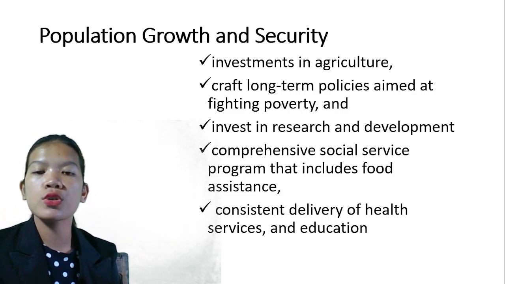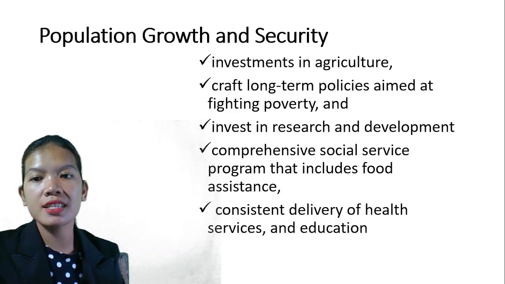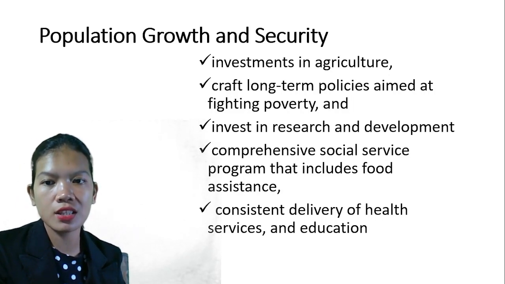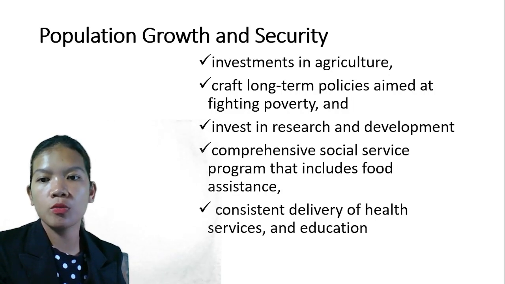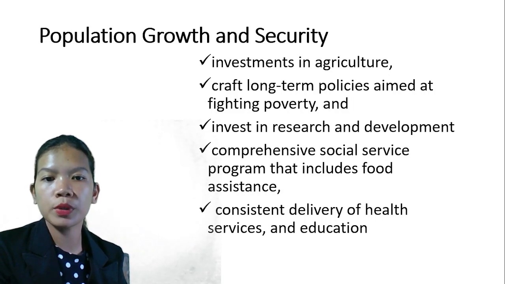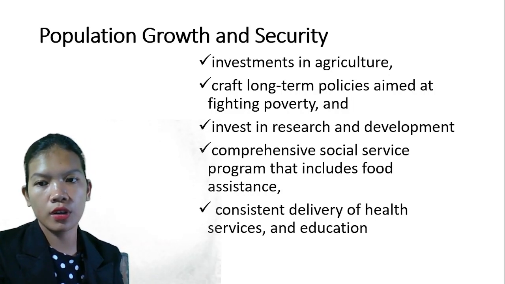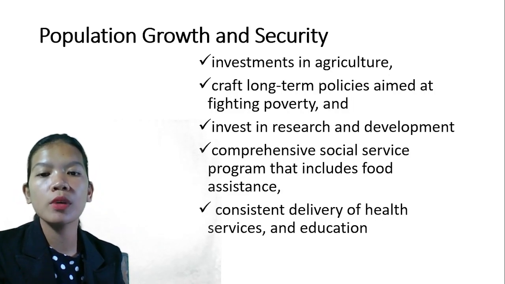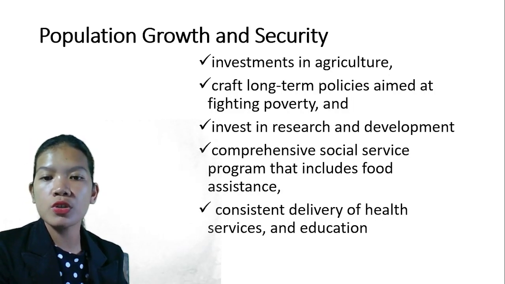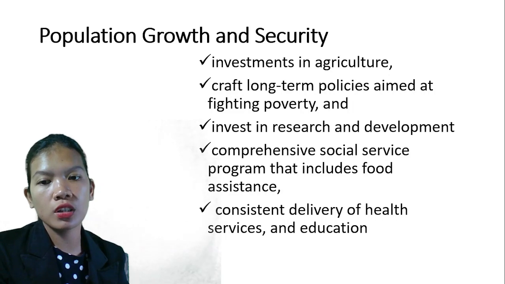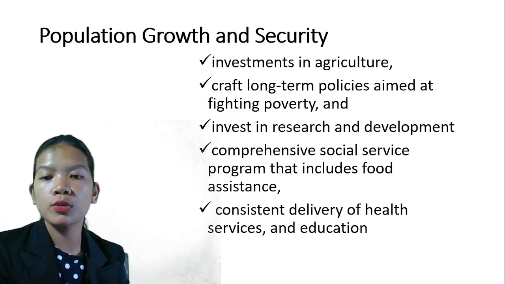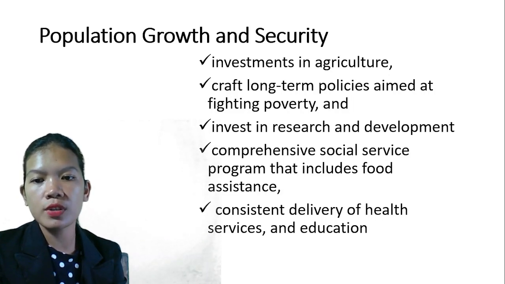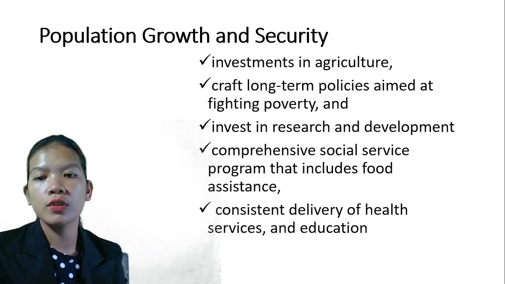The United Nations body also suggests that countries must develop a comprehensive social service program that includes food assistance, consistent delivery of health services, and education, especially for the poor. Domestic production may not be enough, and food import is essential for a nation. So the FAO enjoins governments to keep their markets open and to eventually move towards a global trading system that is fair and competitive, and that provides a dependable market for food.